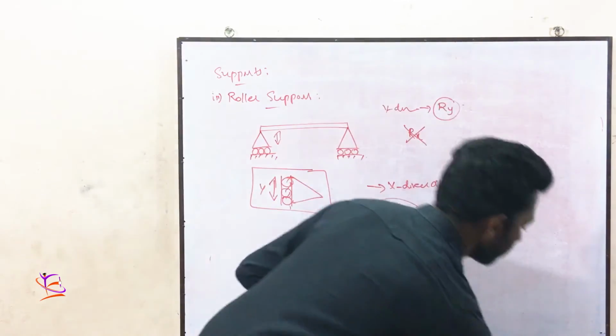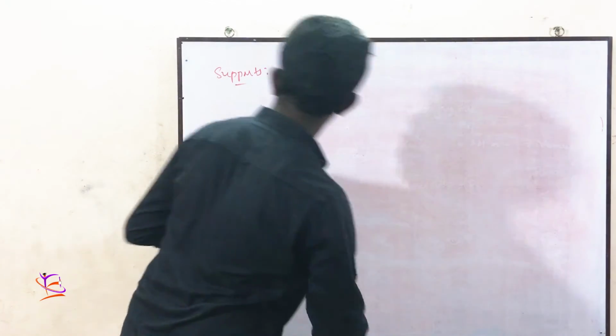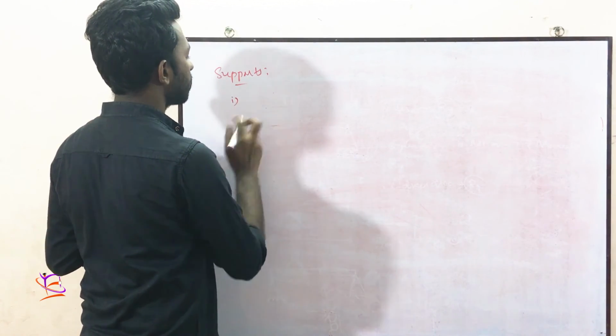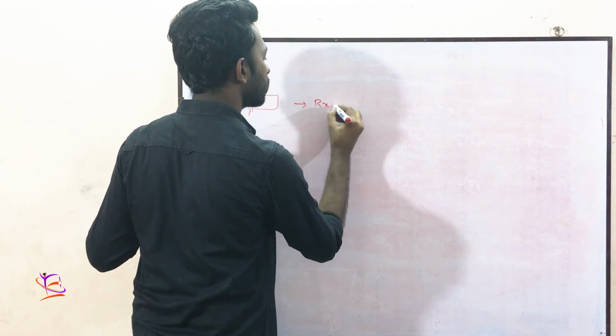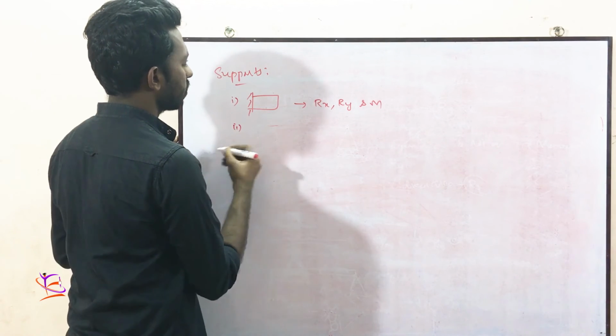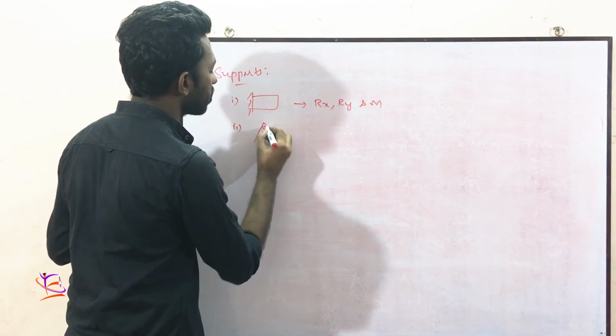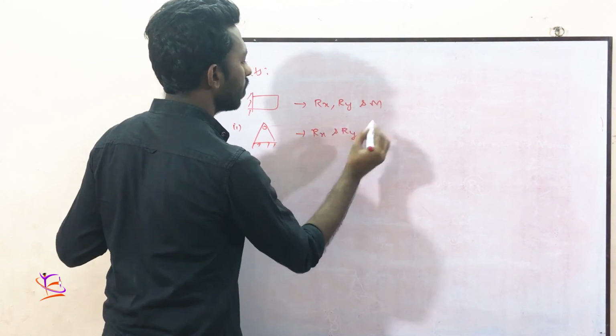Okay, so finally I can conclude that. For the first case, that is a fixed support, Rx will be there, Ry will be there, and moment will be there. The second one will be the hinged support. For this, Rx and Ry will be there.